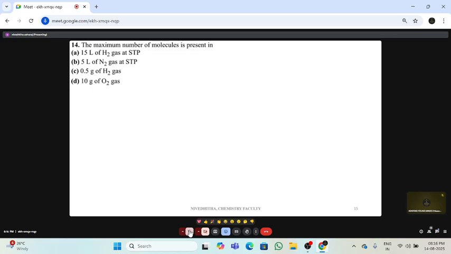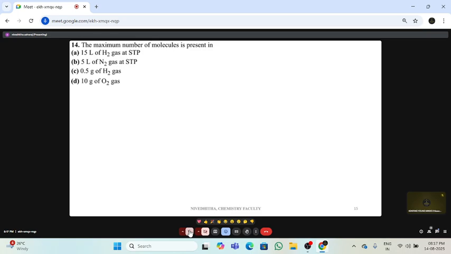The maximum number of molecules present in which of the following? Here, in each option, the quantity is given differently. In the first two options, the quantity was given in liters, and in the last two options, the quantity is given in gram. So we have to convert gram into number of moles and number of moles into number of chemical species. And in the first two options, the quantity is given in liters. So we have to convert that into number of moles and number of moles into number of molecules.